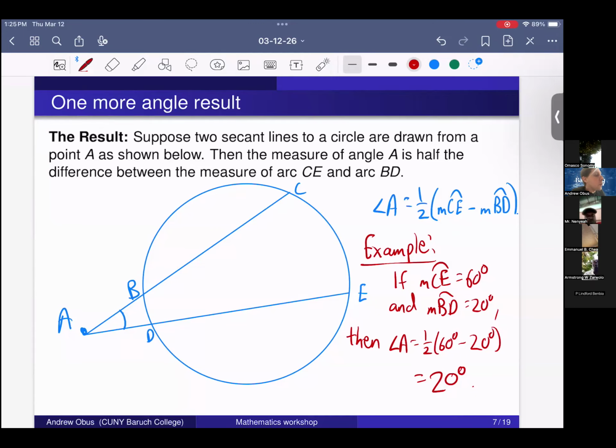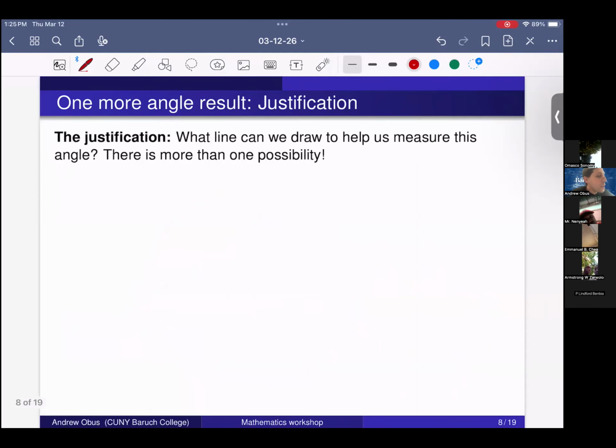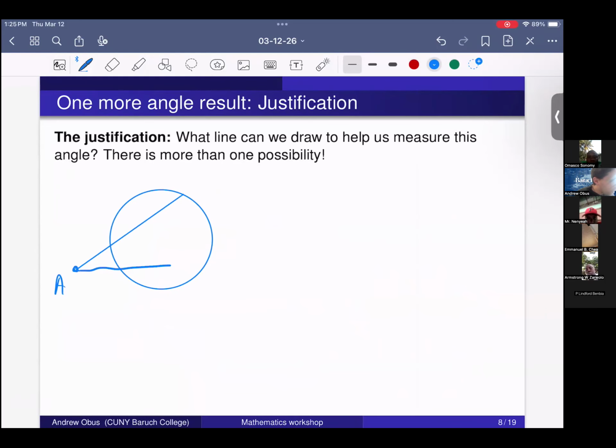Okay. So why is this true? What's a justification? I'm going to draw the picture again, a little bit smaller so that we have enough room to do the proof. So here's A. I'm going to just draw the same picture again. This is B, this is C, this is D, and this is E. Okay. So what line can we draw?